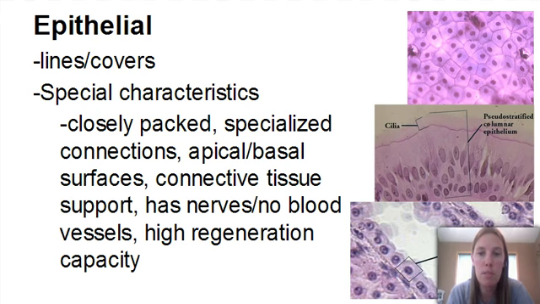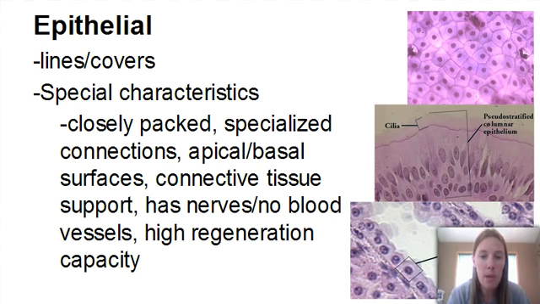With epithelial tissue, like I said, this is going to be lining body cavities and also covering organs and body surfaces. There are many different specialized characteristics and functions that epithelial tissue will have. One, the cells are very closely packed together. This allows for the next special characteristic, those specialized connections. Those connections are able to transmit messages and send signals to each other very easily.